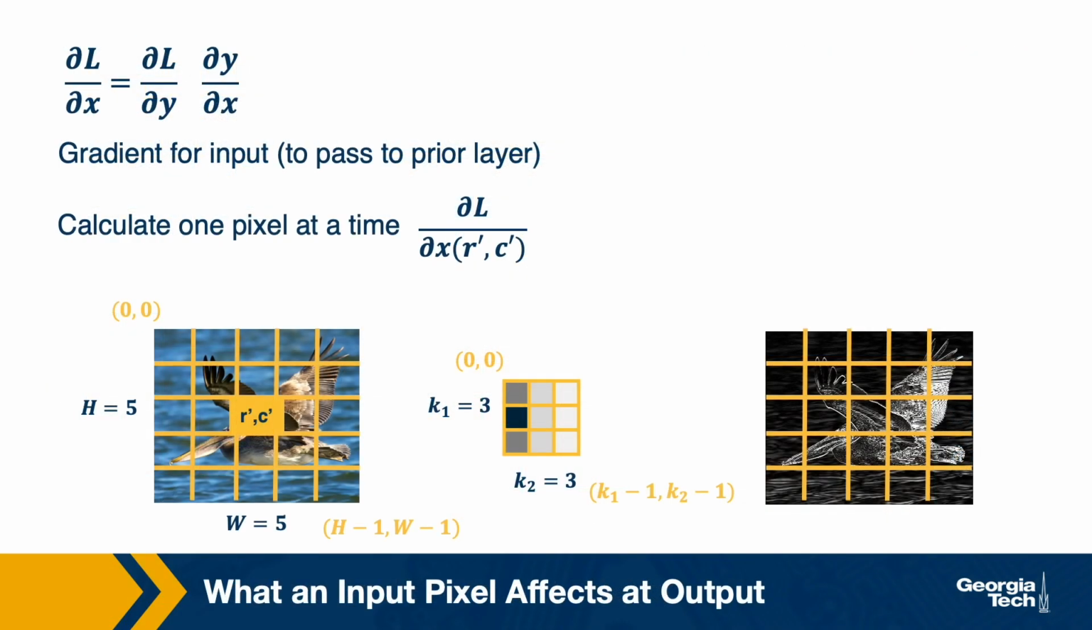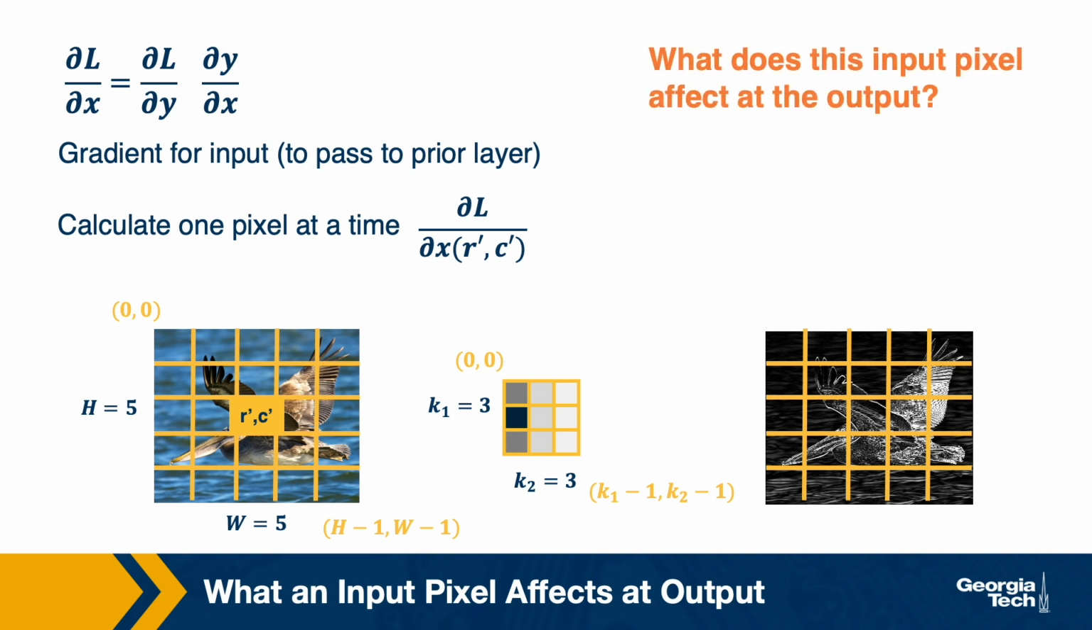Now that we have the gradients with respect to our weights, let's calculate the gradients with respect to our inputs. The reason we need this is not to update the weights for this layer, but to pass back to whatever previous layer occurred before this one. So let's calculate this one pixel at a time, the partial derivative of the loss with respect to our input pixel r prime comma c prime. We can think about what this input pixel affects at the output. What do you think it is?